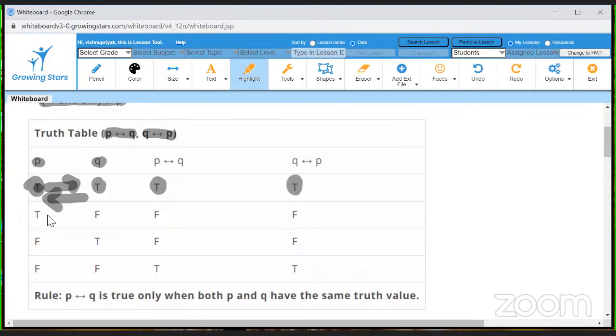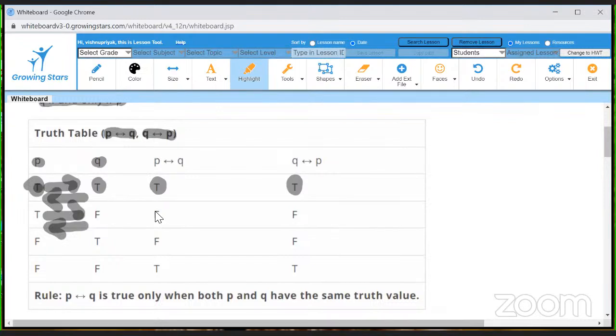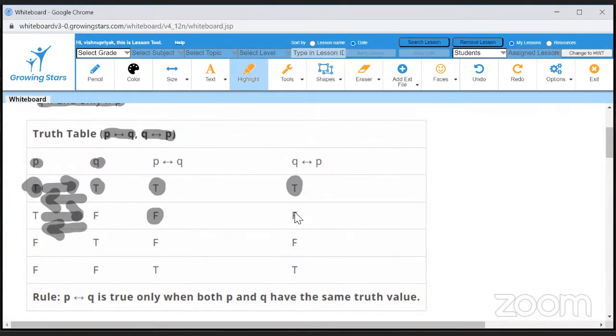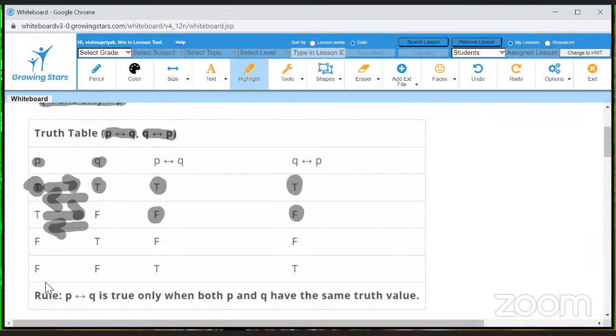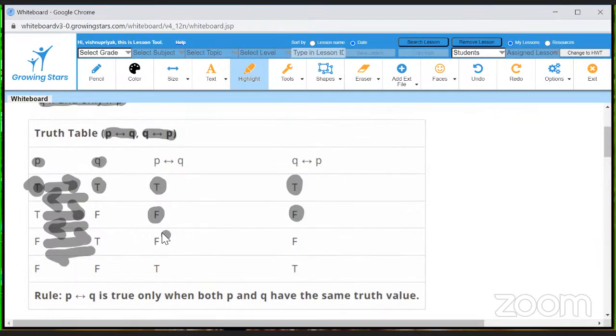But if you are going from true to false or false to true, then P double implies Q will be false. Q double implies P will be false. If you are going from false to true or true to false, P double implies Q will be false. Q double implies P will be false. But if you are going from false to false, P double implies Q will be true. Q double implies P will be true.